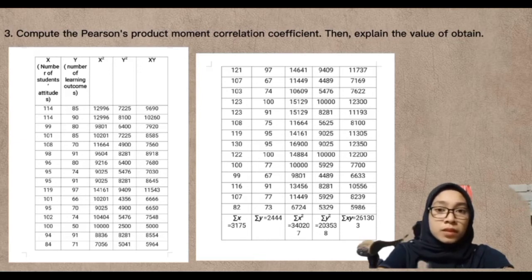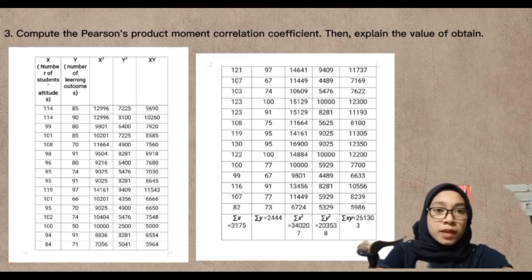I will continue. Question number 3 is compute the Pearson's product moment correlation coefficient, then explain the value obtained. In the table, X is the number of student attitude and Y is the number of learning outcomes. I will find the total sum of the student attitude and learning outcomes, X squared, Y squared, and XY.